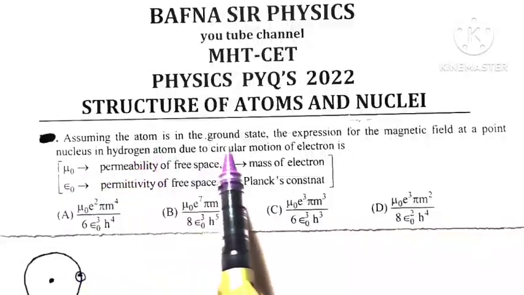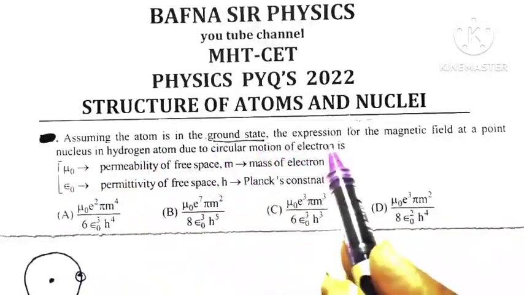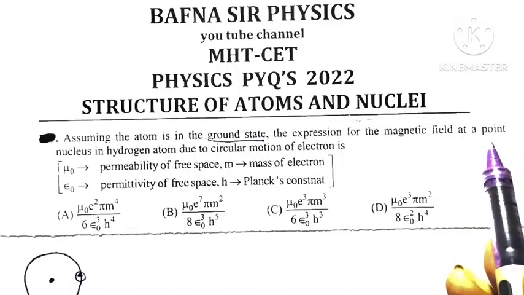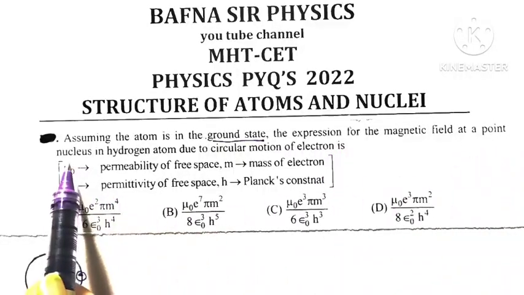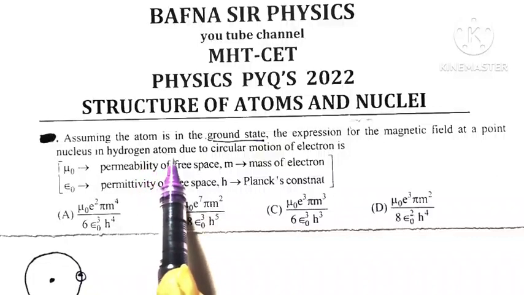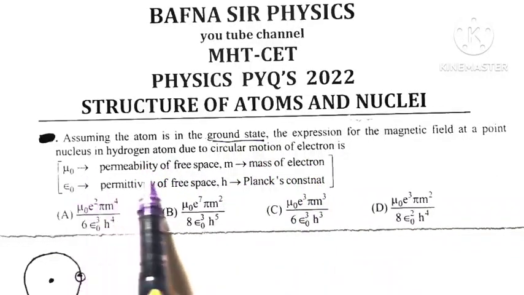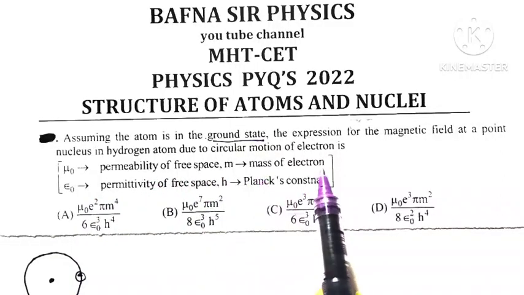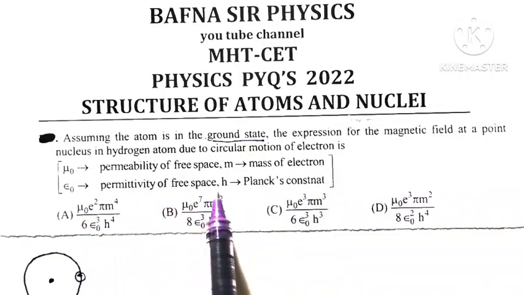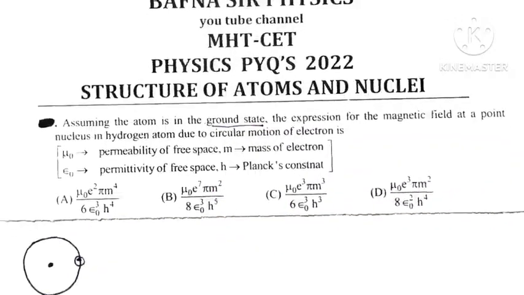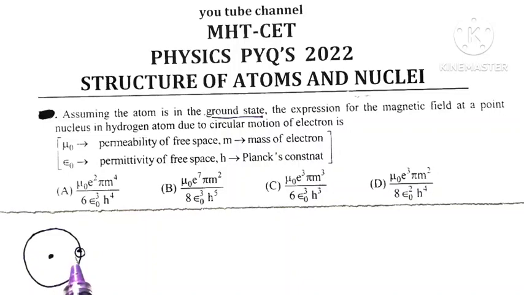Assuming the atom is in ground state, find the expression for the magnetic field at the nucleus in a hydrogen atom due to the circular motion of an electron. Mu 0 is permeability of free space, m is mass of electron, epsilon 0 is permittivity of free space, and h is Planck's constant. We know that in a hydrogen atom a single electron is revolving around the nucleus. So circular motion of the electron around the nucleus is equivalent to what?